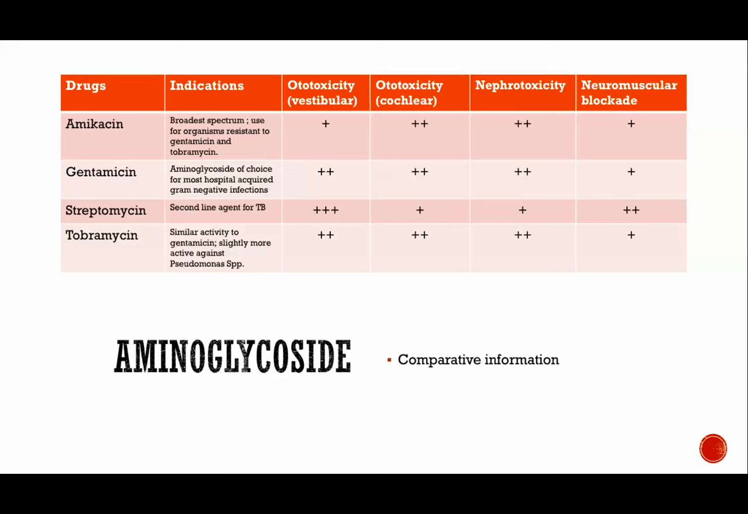However, gentamicin is one of the most common choices in hospital-acquired gram-negative infections. So this table can give us an overview of aminoglycosides and comparative information. It's very useful. We need to compare between them regarding the risk of side effects.